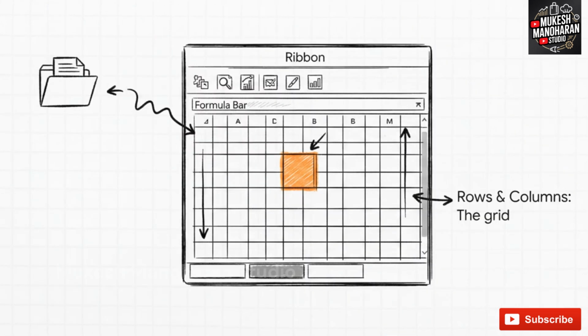Okay, so when you first open up Excel, you'll see these main parts. The entire file is called a workbook. Think of it like a whole notebook. Inside that, you have worksheets, which are like the individual pages. The grid itself is made of numbered rows going down and lettered columns going across. And where they cross, you get a cell, like A1 or C5. And that big toolbar at the top, that's called the ribbon. It's basically your command center for everything.